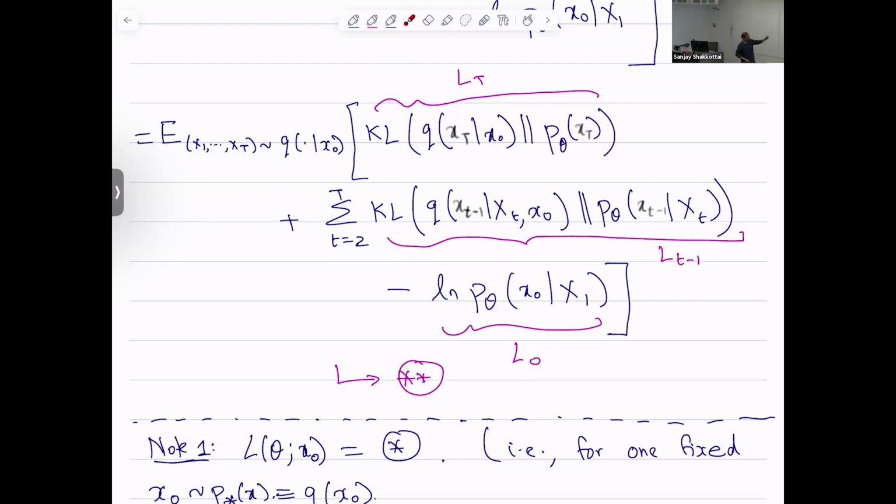So q of xt minus 1 given xt, x0 is what we have been dealing with last time, which is, I want to figure out what happens at time t minus 1. To do that, I'm going to not just look at given xt what happens here, but given xt and the other full endpoint, what happens. Okay? And p theta is trying to approximate this particular object.